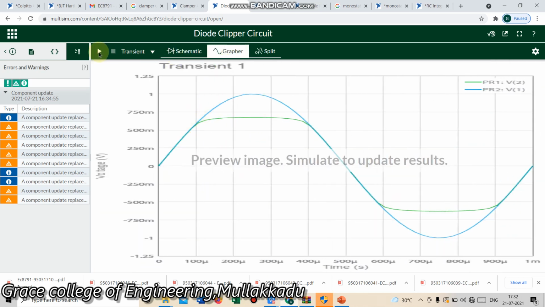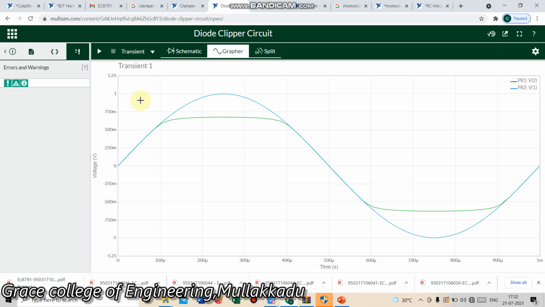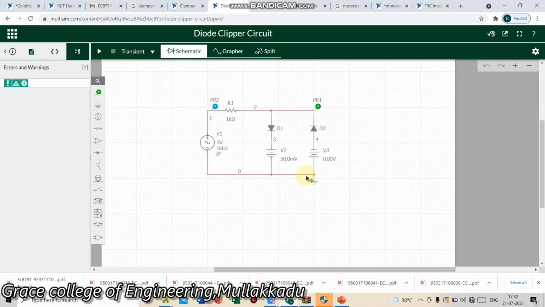See, this is the input waveform and it is clipped at the positive side. Okay, similarly, if we give a voltage value at this point, it will also clip at the negative side. This is the two-level clipper circuit diagram.